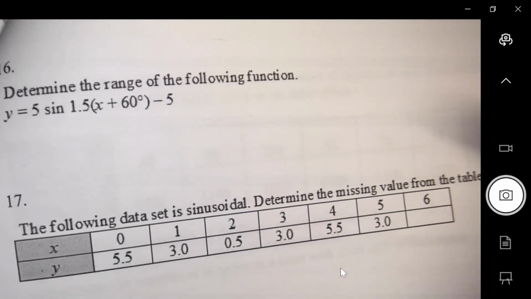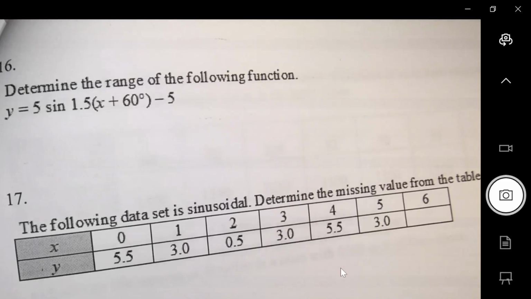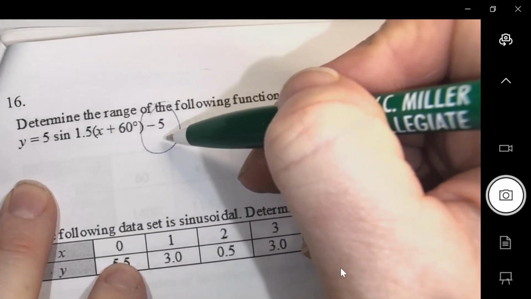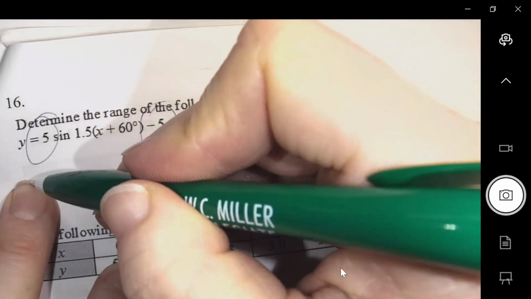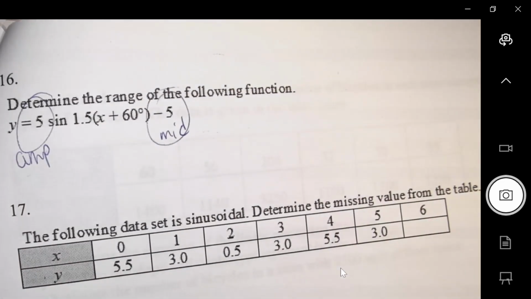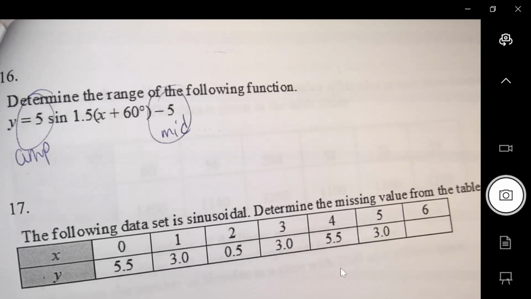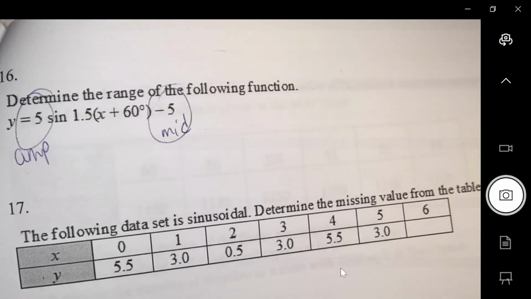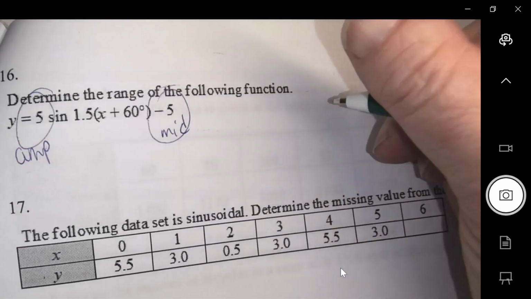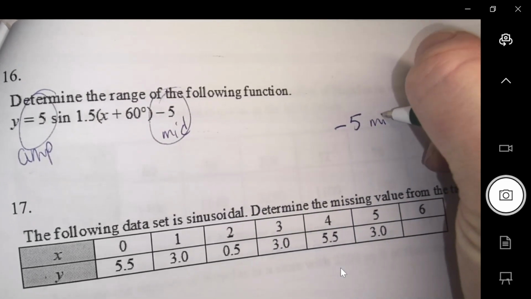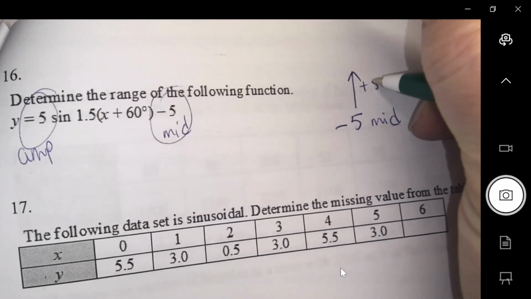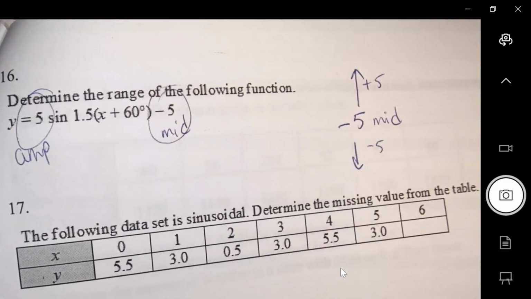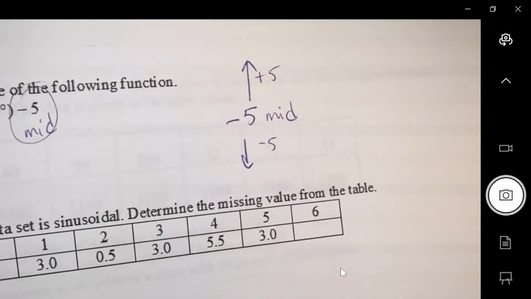Okay, determine the range. So again, I'm going to do this without graphing it. How could I figure out the range? I need to understand the mid and the amplitude. I know the middle, and then I know the amplitude. So can you think about what that would do? If you're at -5 in the middle, you would need to go above it by 5 and below it by 5.